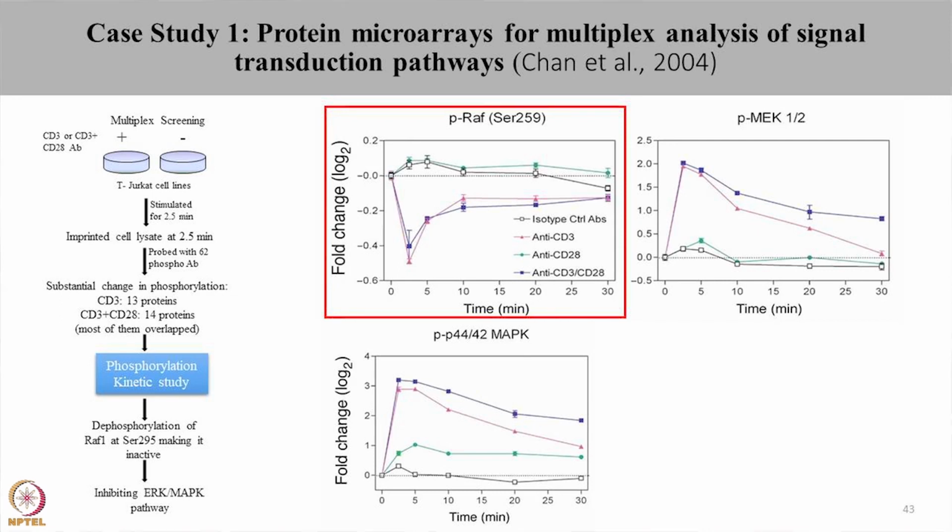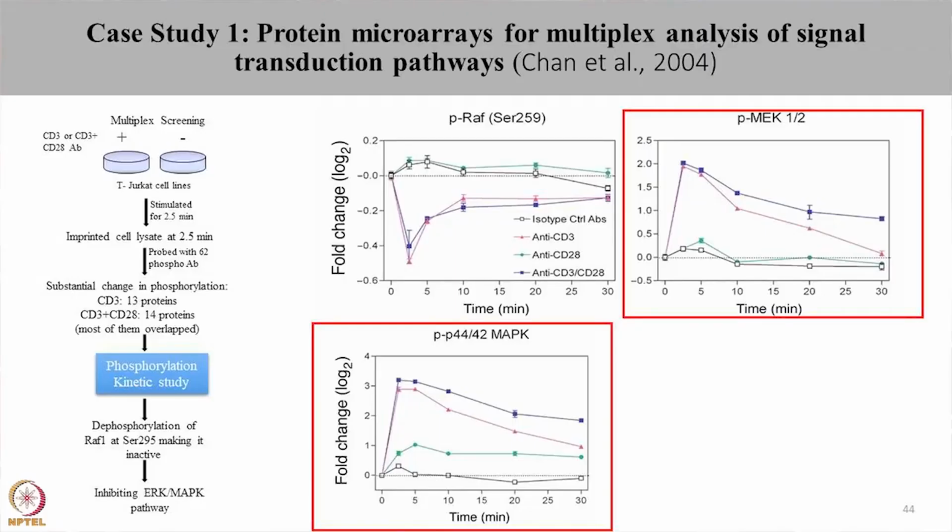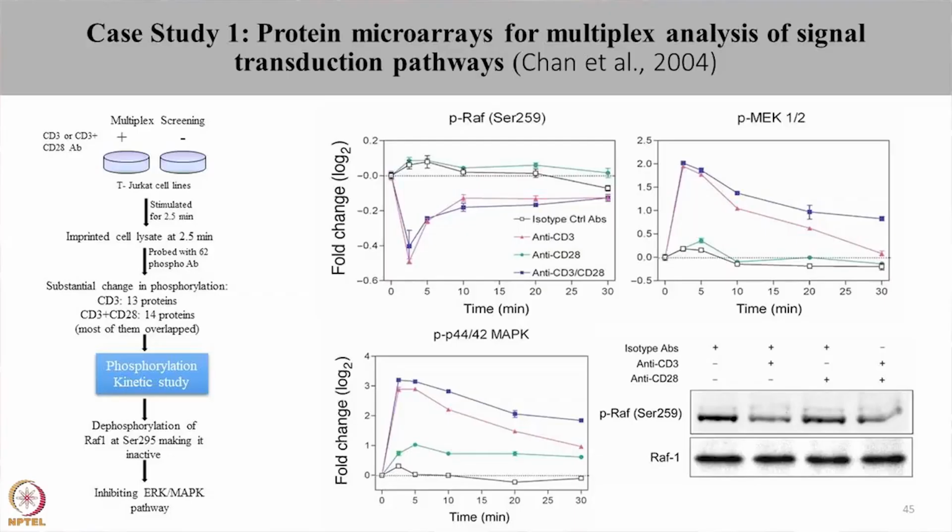There was no change seen in the phosphorylation level of RAF protein when the cells were treated with CD28 antibody. Further, they studied the phosphorylation patterns of MEK and MAPK proteins. This phosphorylation pattern matched well with the dephosphorylation patterns of RAF protein, and as the RAF protein dephosphorylated, increased phosphorylation of MEK and MAPK was seen at 2.5 minutes, which substantially degraded over the period of 30 minutes in the cells treated with CD3 antibodies and the cells treated with CD3 and CD28 antibodies in combination. This dephosphorylation of RAF was further cross-checked using Western blot.